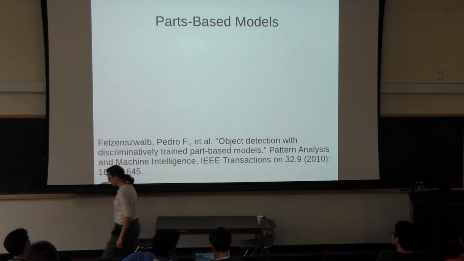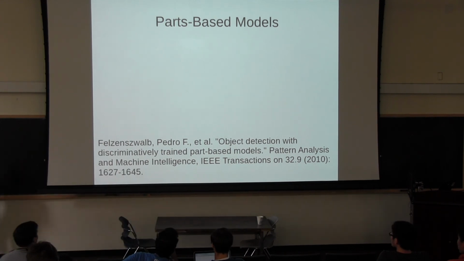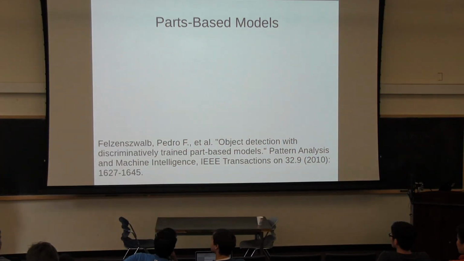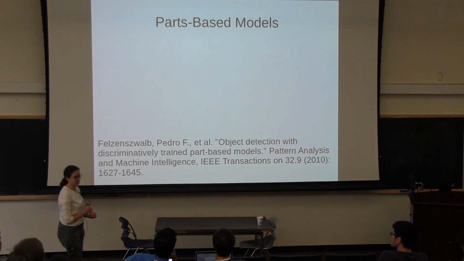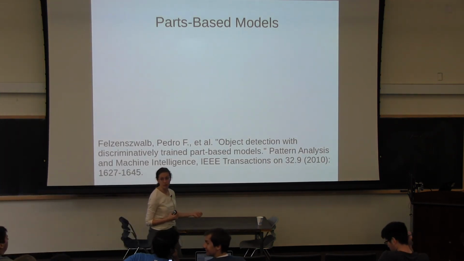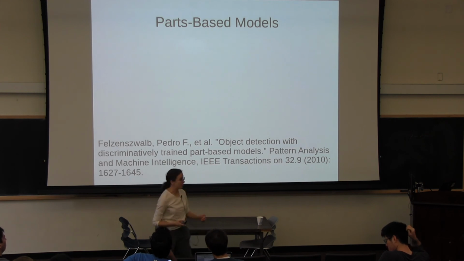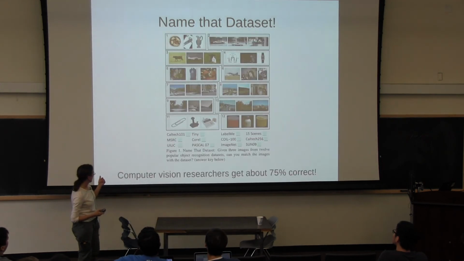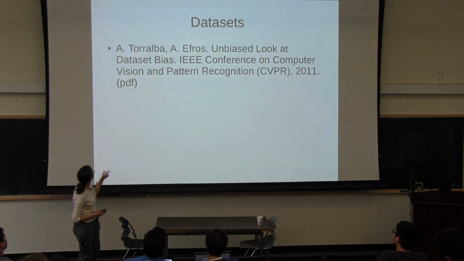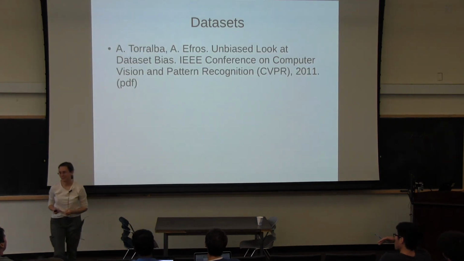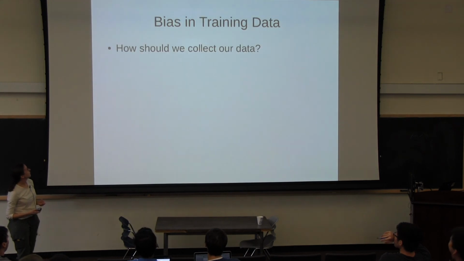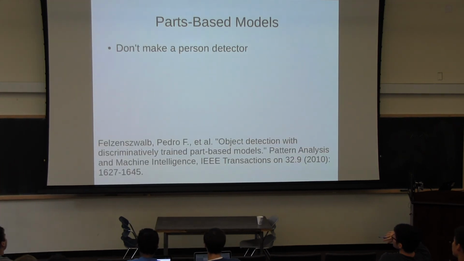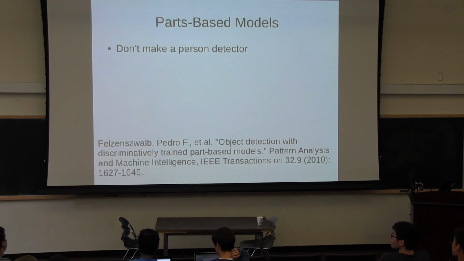So the last thing we're going to talk about technically is different models. We talked about features all the way from color histograms to deep learning. We talked about training data and this kind of snarky paper, An Unbiased Look at Dataset Bias. I think it's right here. An Unbiased Look at Dataset Bias. So now we're going to talk about different models and some of the approaches people use for that.